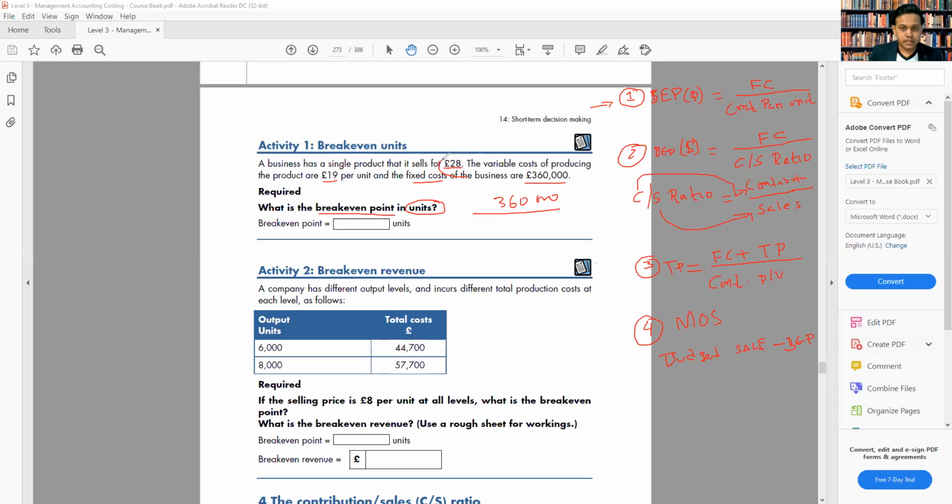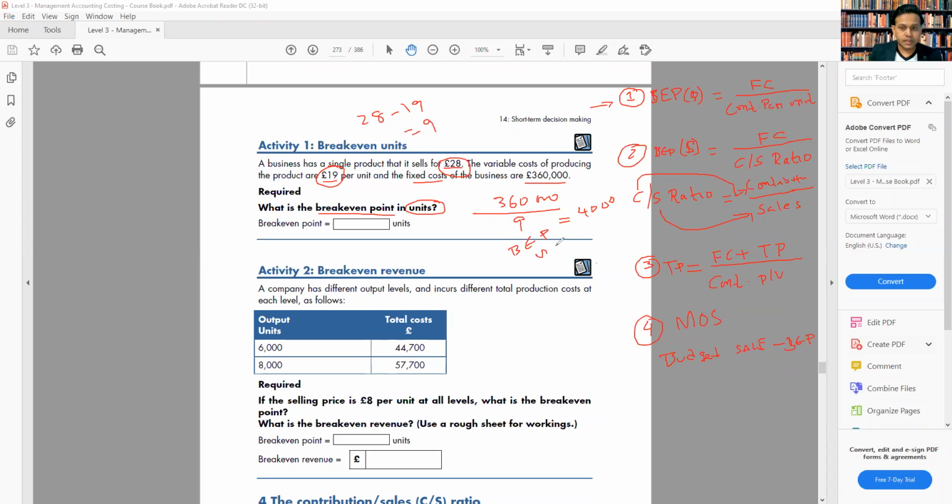Sales is 28 and 19 is the variable cost. If we take the difference, that will be our contribution per unit. So 28 minus 19 gives me 9. Contribution per unit is 9. If we divide, that will give us how much? 4,000. Very well done. So 4,000 units, this is our break-even point.